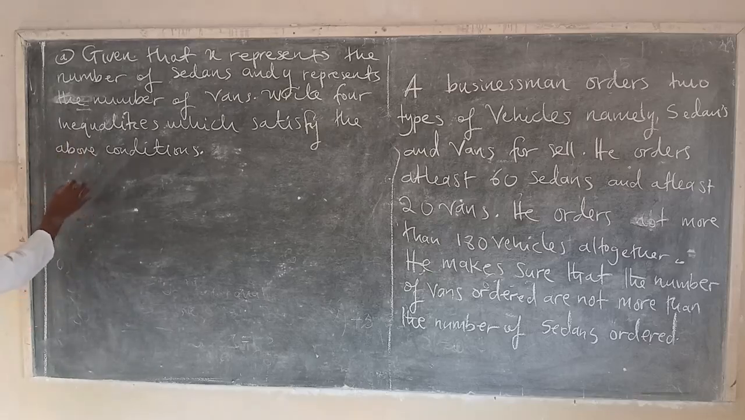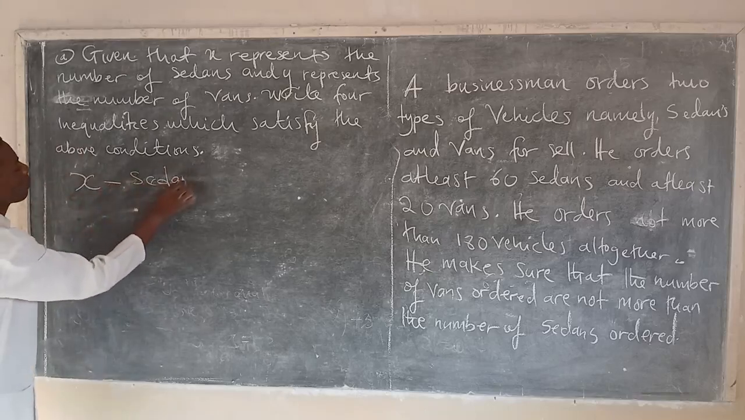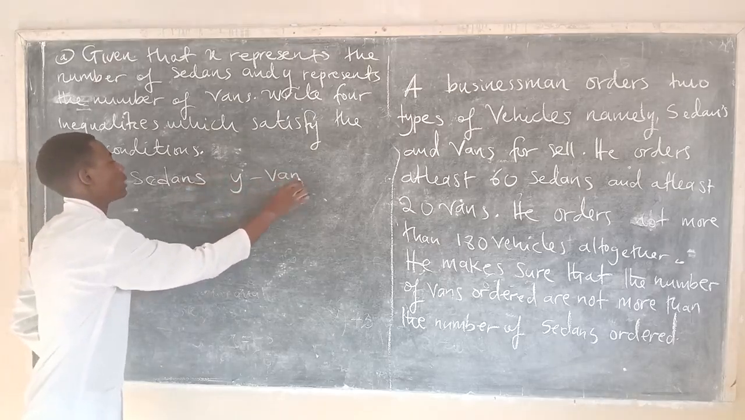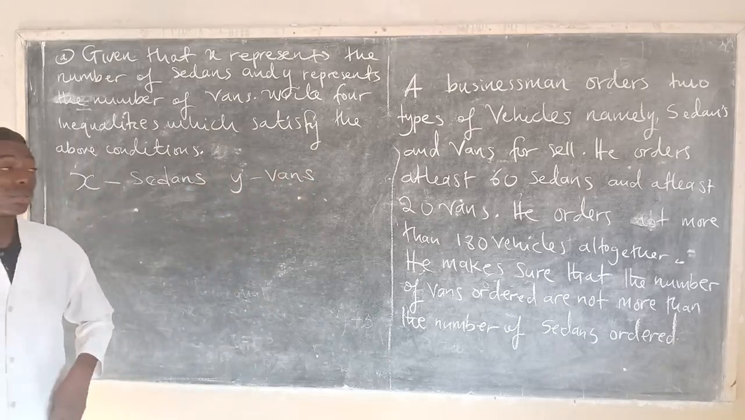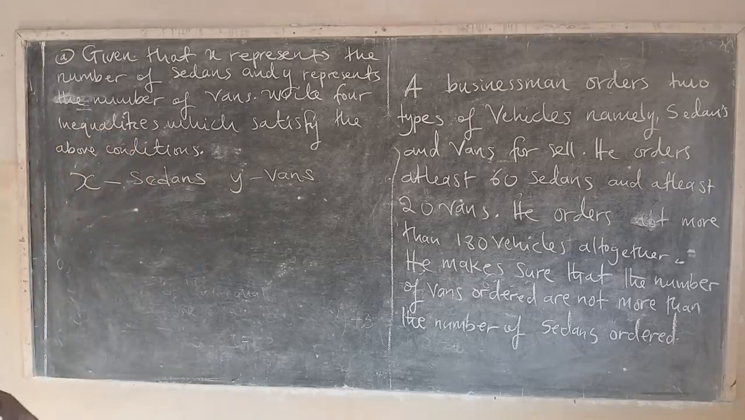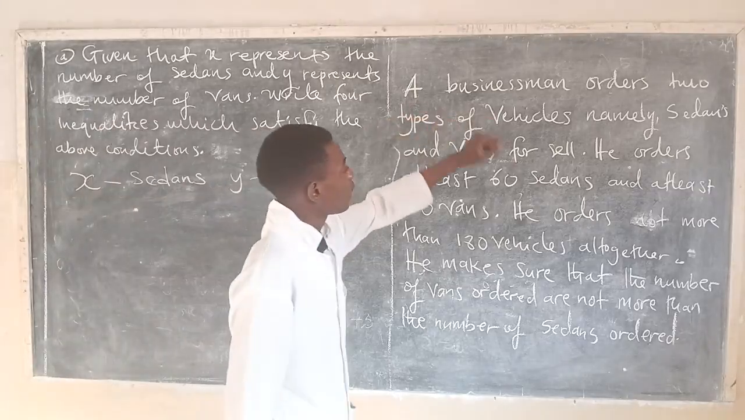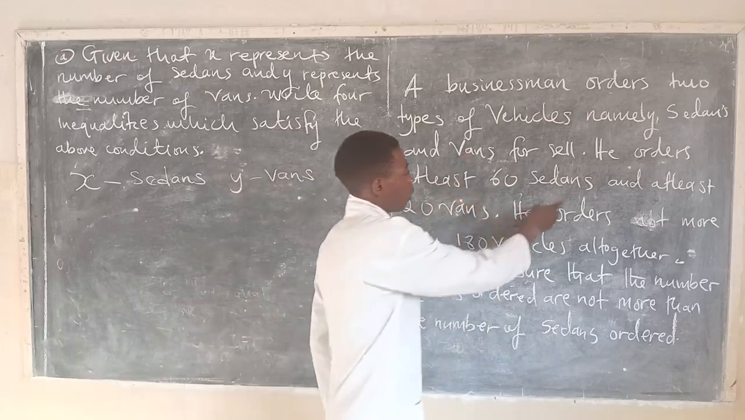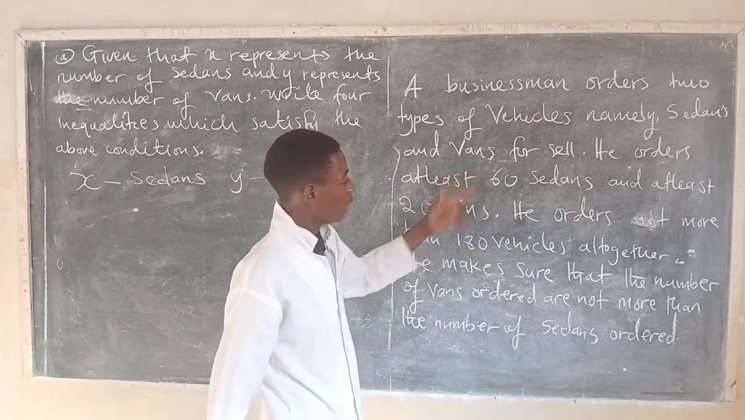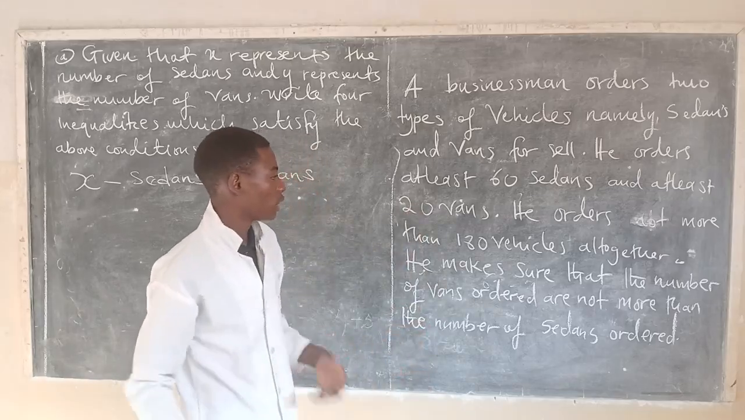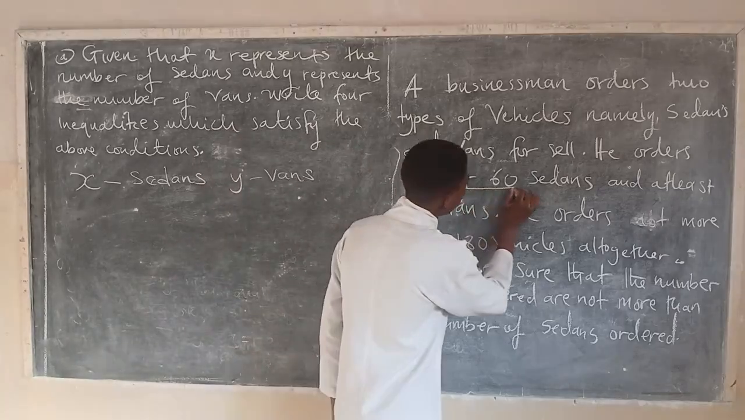So here we have our X representing the number of sedans and our Y representing the number of vans. These are the letters that we are going to use instead of the vehicles. So we have the key terms which are outlined. The businessman orders 2 types of vehicles, namely sedans and vans for sale. He orders at least 60 sedans. This is what you do even for your examination: you need to underline the key terms that are there.